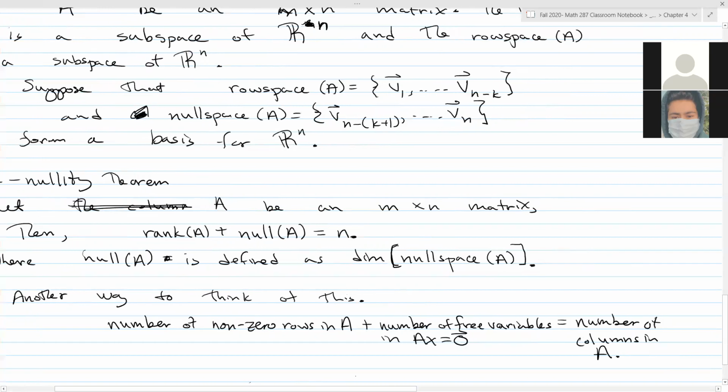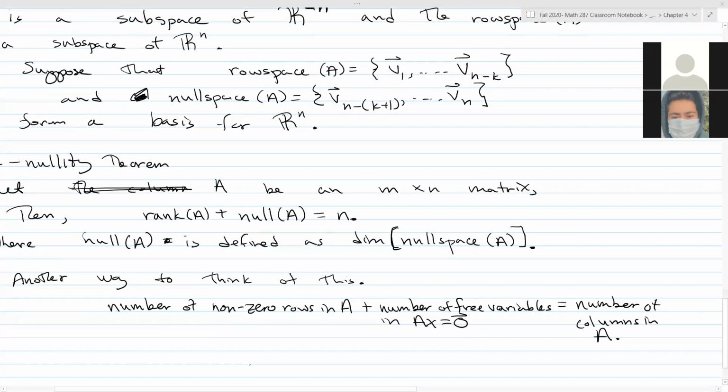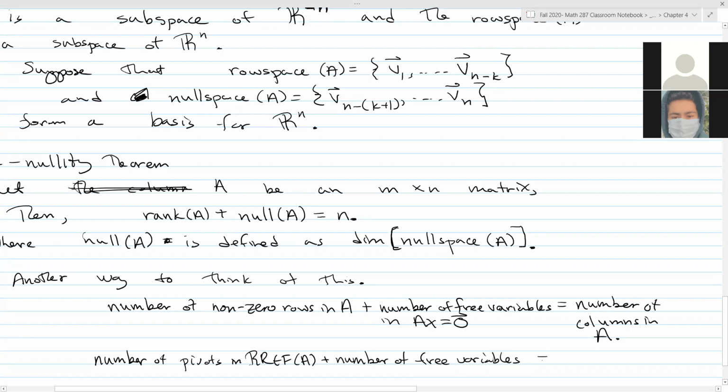Or another way you can think about this is you can write it as the number of pivots in RREF of A plus the number of free variables equals the number of columns in A.